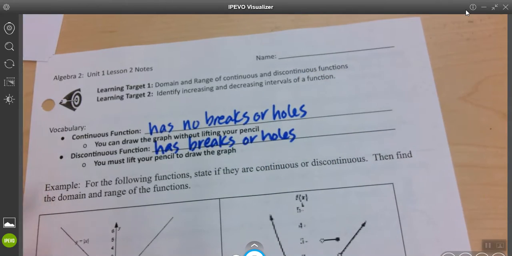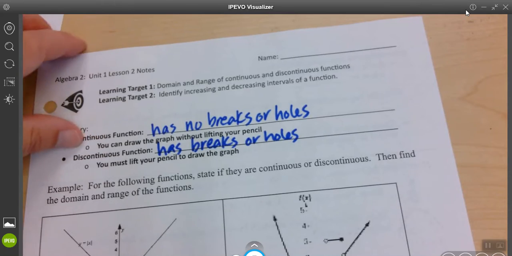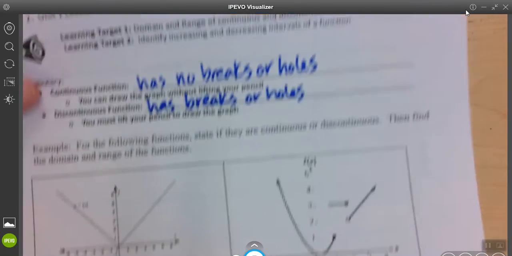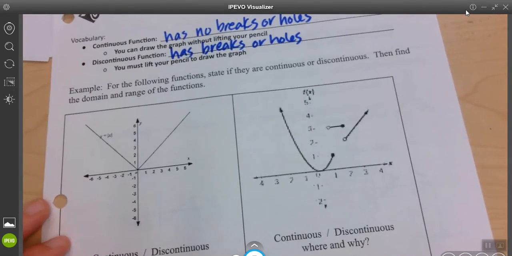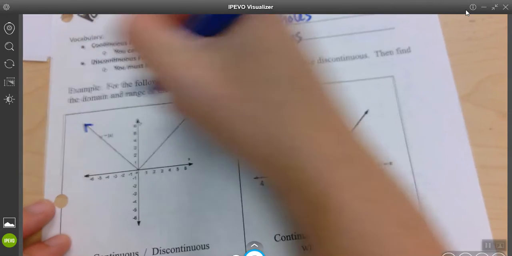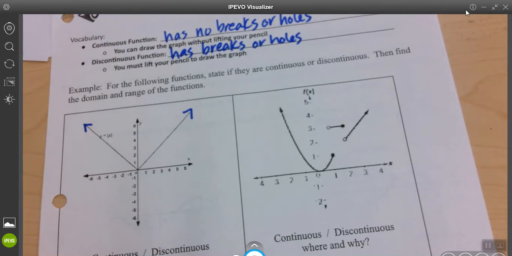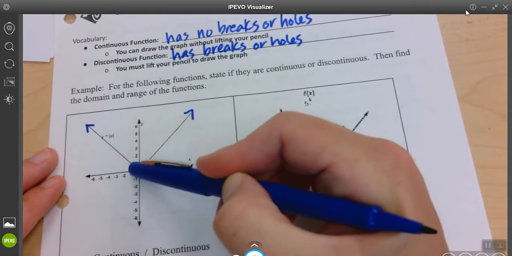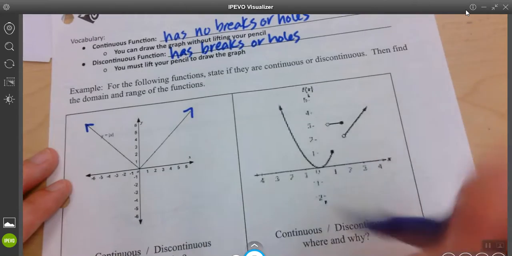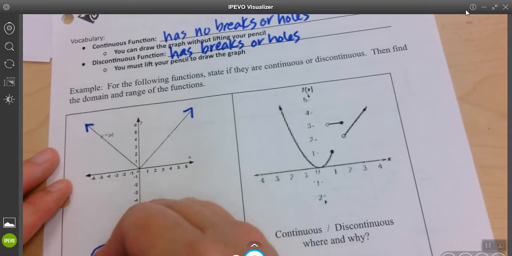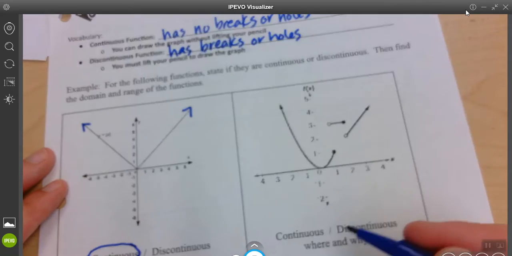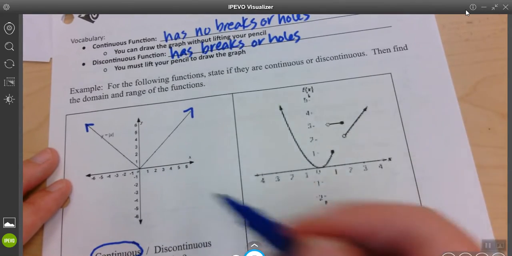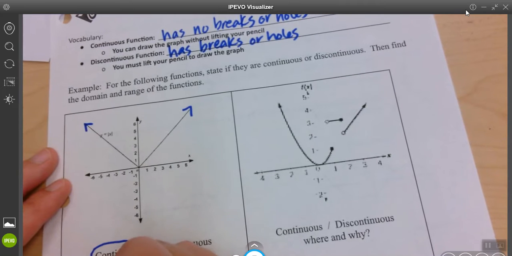So looking at your two examples here, we're going to first evaluate whether they're continuous or discontinuous, and then we'll go back and look at the domain and range. I am going to add these arrows here when evaluating the domain and range. So the first one, you can see that you can draw the graph without lifting your pencil. And so it is continuous, and it's continuous everywhere, and the reason why is because it has no breaks or holes.